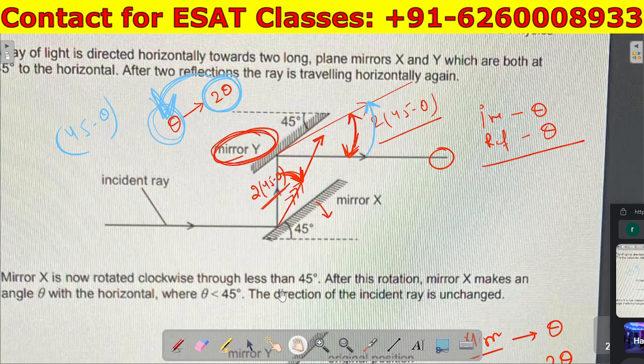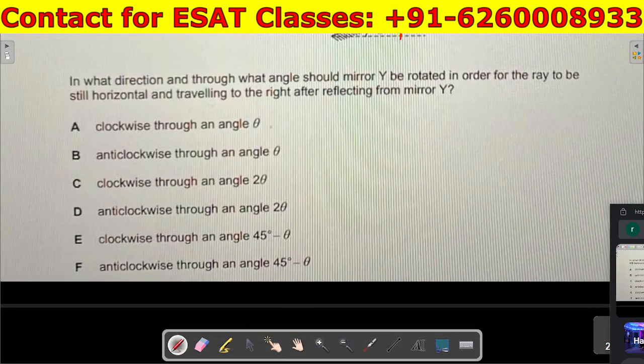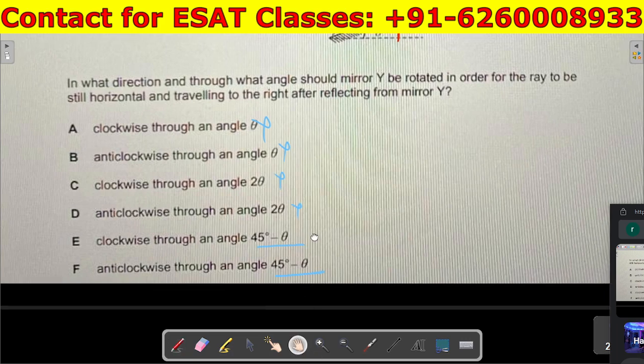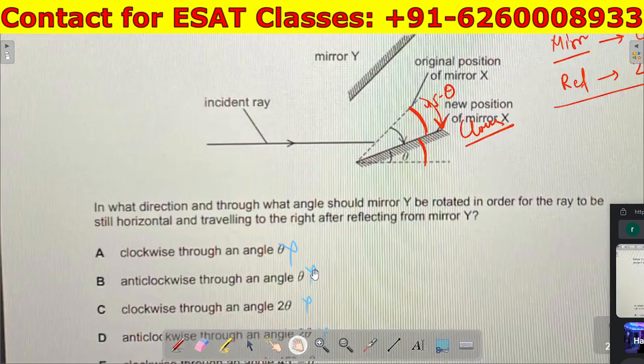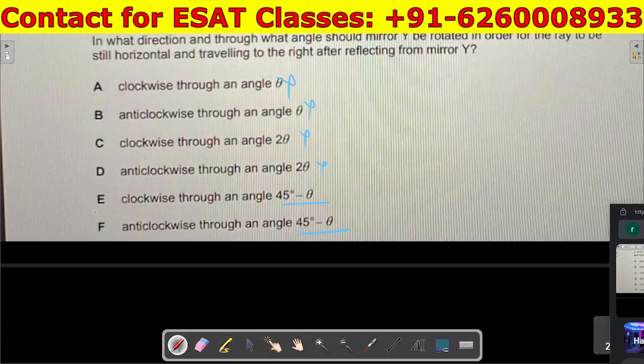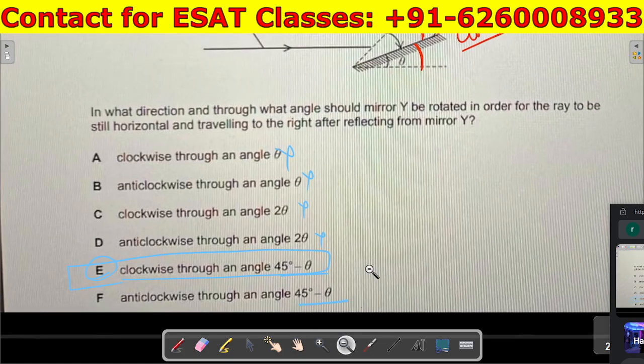So first check the options. This is not correct, not correct, not correct. Only these two options should be correct. Now clockwise or anti-clockwise? We can see this gets rotated in anti-clockwise, right? So to compensate this, I have to rotate my mirror in clockwise sense. So I think its answer should be clockwise 45 minus theta. Please see the answer and tell me, is it correct or not? Either E or F, both are probable. It should be E. Please check it.